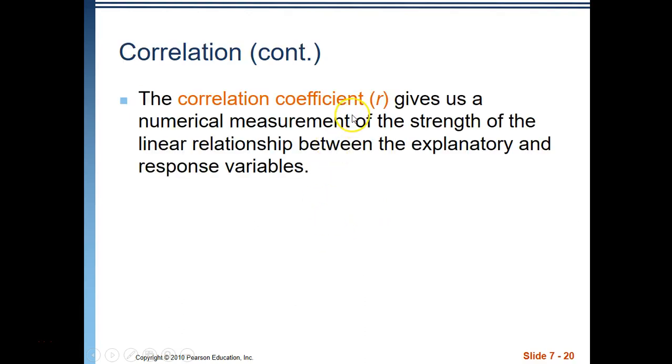So the correlation coefficient r gives us a numerical measurement of the strength of the linear relationship between the explanatory and the response variables. This is how you would find that. We take the z-scores, like we said before in the overview, of the x's and the y's, multiply them together, sum them all up, and then divide by the sample size minus 1. You're never going to have to do this by hand, so I'm just showing it to you so you can see where it's coming from. And that picture and why we standardize might have helped you understand a little more of where this is all coming from and why it's there.